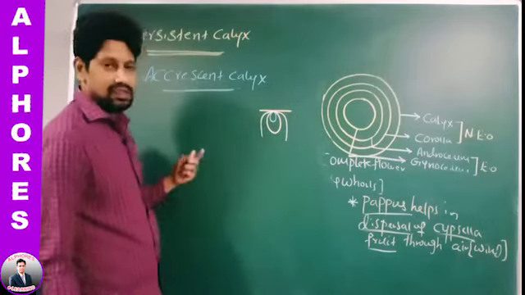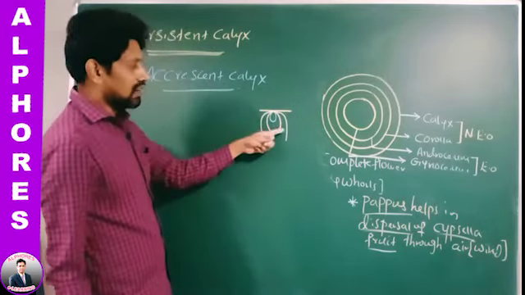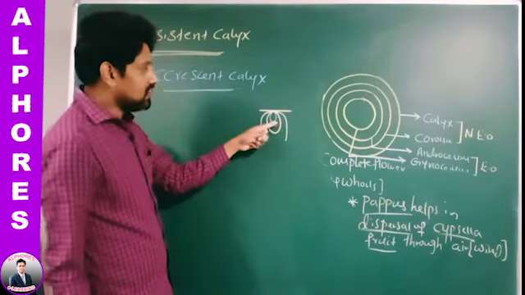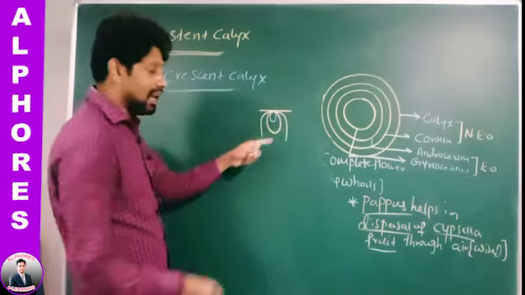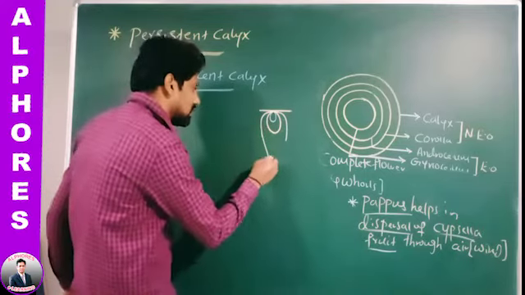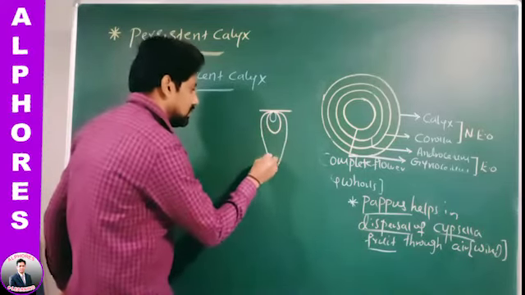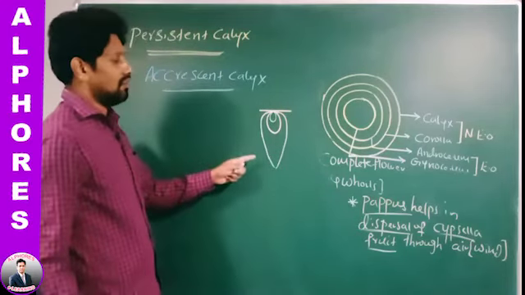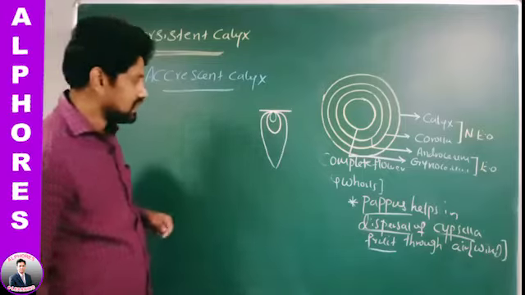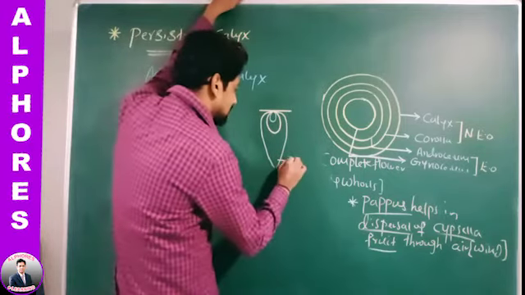Persistent calyx. See here. Sir, this persistent calyx, which is present along with the true fruit, grows along with the true fruit and covers the fruit completely. See here. Sir, this is the persistent calyx.